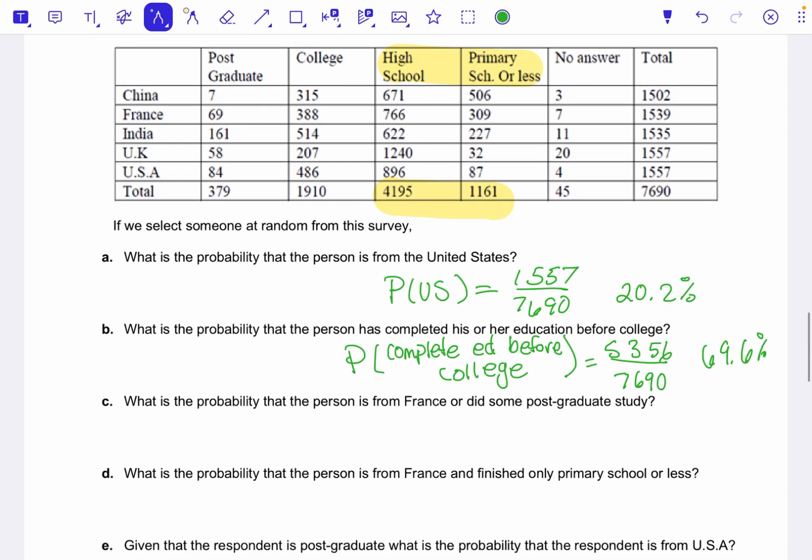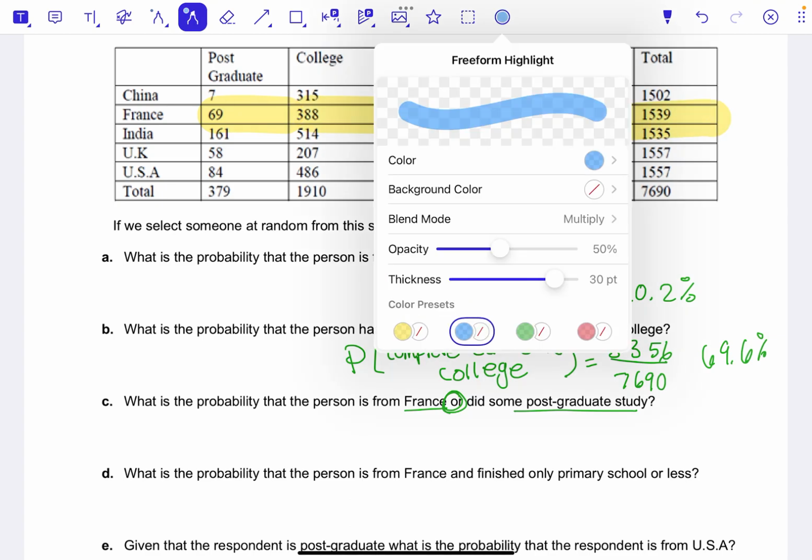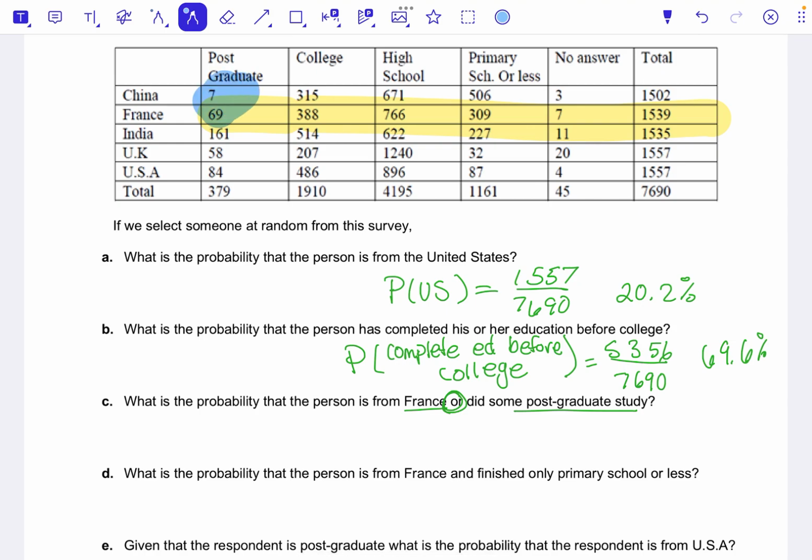Next question. What is the probability that a person is from France or did some postgraduate study? All right, so from France would be everyone in this row. And then did some postgraduate study would be everyone in this column. So this is one of those where we have enough numbers that I find it helpful to maybe add totals and then subtract out the overlap so we don't count it twice.